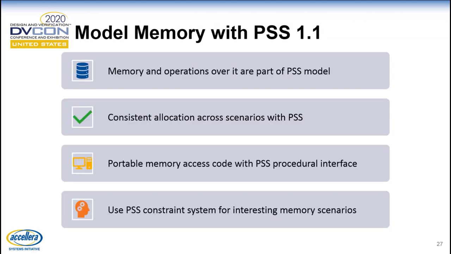So the memory, you could define many different kinds of memory address spaces, but byte addressable memory and operations are part of PSS 1.1. Your model is now very abstract. Allocations are consistent across randomly scheduled actions. And with the portable procedural interface that Karthick is going to talk about later, you can truly write the portable code. And you could model all the interesting relationships between different source and destination in PSS 1.1 very easily.